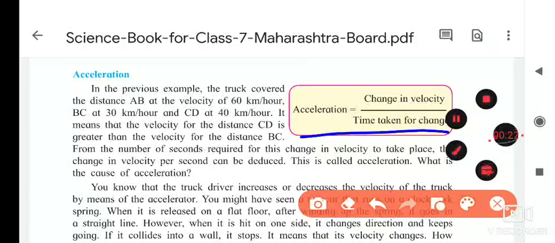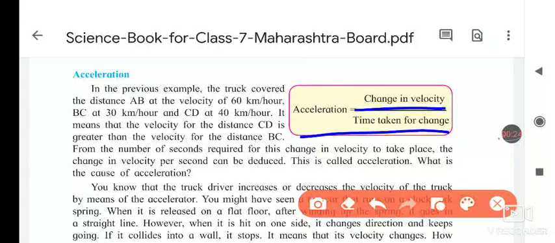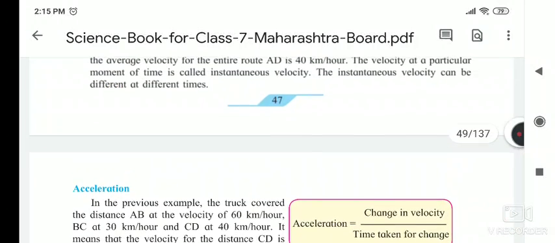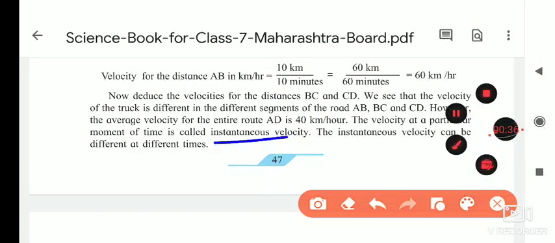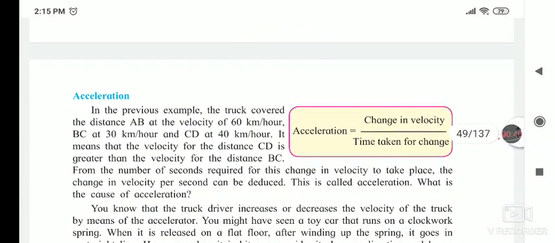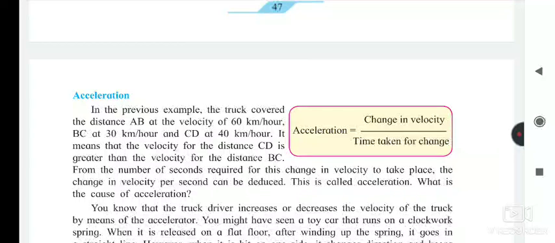Acceleration is equal to what? Change in velocity upon time. So as you know, velocity is changing. We saw that yesterday. The changing velocity is called instantaneous velocity, and that velocity is always changing. And this change in velocity, and the time in which it changes, that is called acceleration.